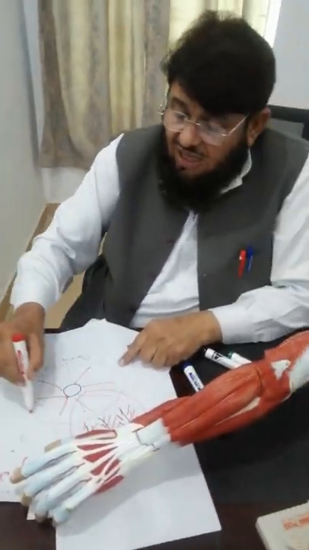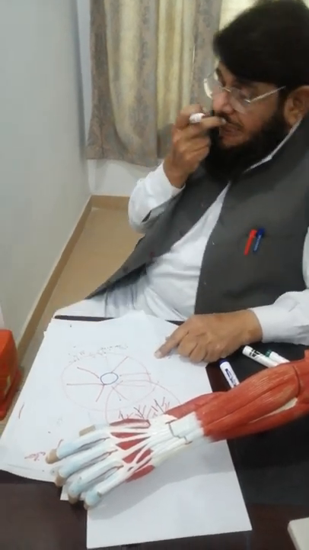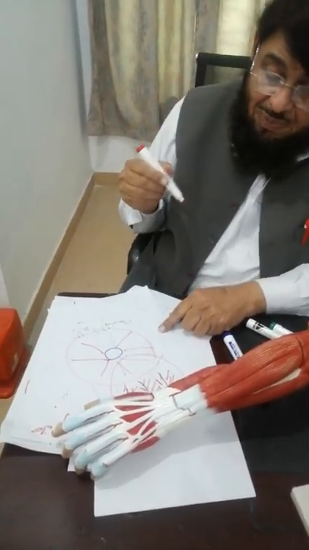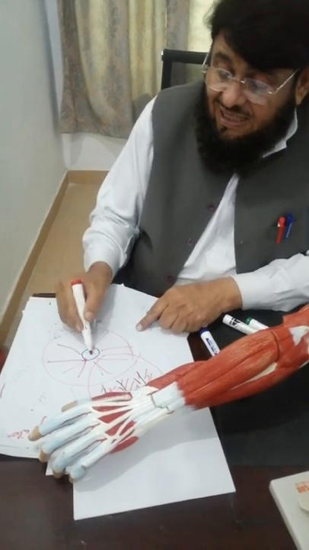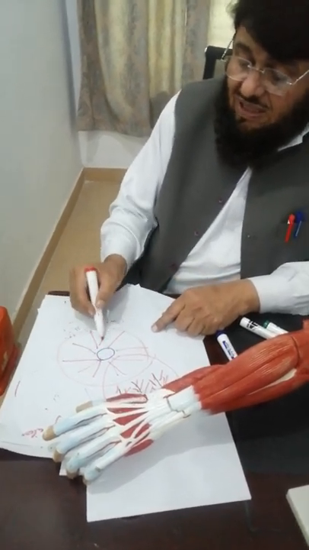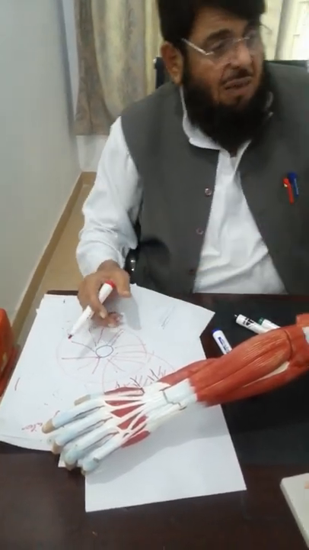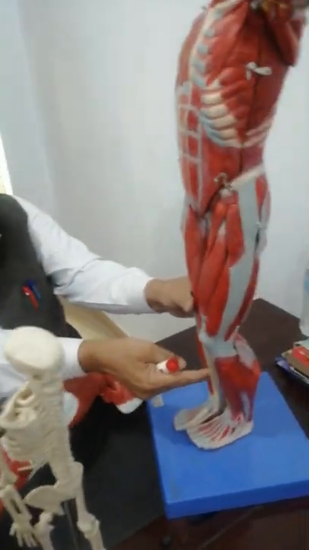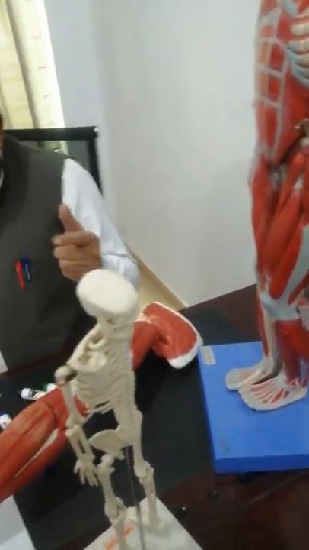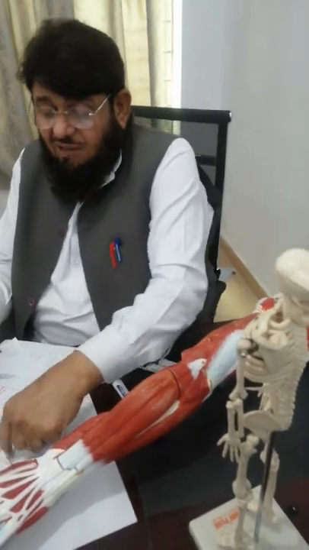Another way is in which the tendon lies in the center and the muscle fibers come into it from all around. These muscles are called circumpinnate. They are also multipinnate, but in this manner: the tendon is in the center and the muscle fibers come into it from all around. For example, this tibialis anterior is circumpinnate, and a series of bipinnate, one bipinnate, another, and a third.